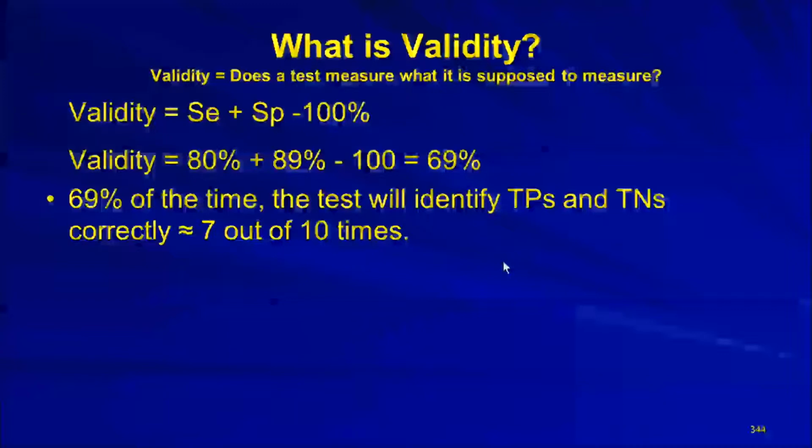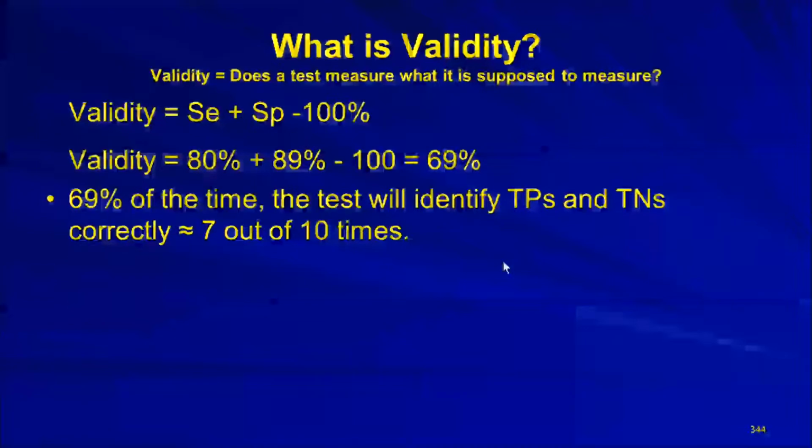This says 69% of the time the test will identify true positives and true negatives correctly. Or if you want to communicate it in another way, you'd say 7 out of 10 times that's what's going to occur. So 7 out of 10 who are true positives and true negatives, the test is going to be able to identify them.